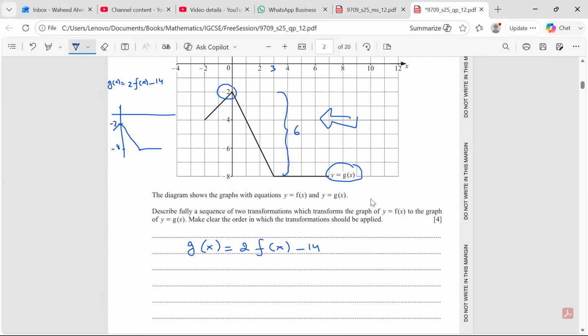Okay, describe fully a sequence of two transformations. So if I want to write the sequence of two transformations, then the first step is, sorry, multiply with 2 or stretch in the vertical direction by 2. By 2. Stretch, do we have a T or no? I'm not sure. Anyway, and the second thing is shift down by 14. Okay, I hope this is clear.